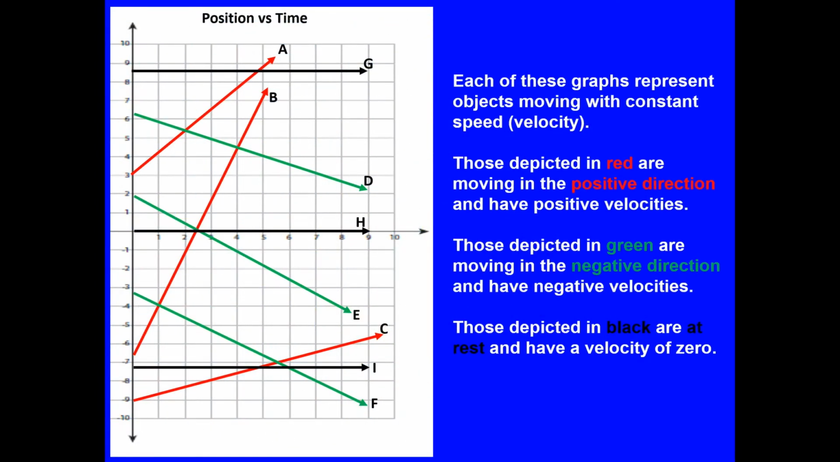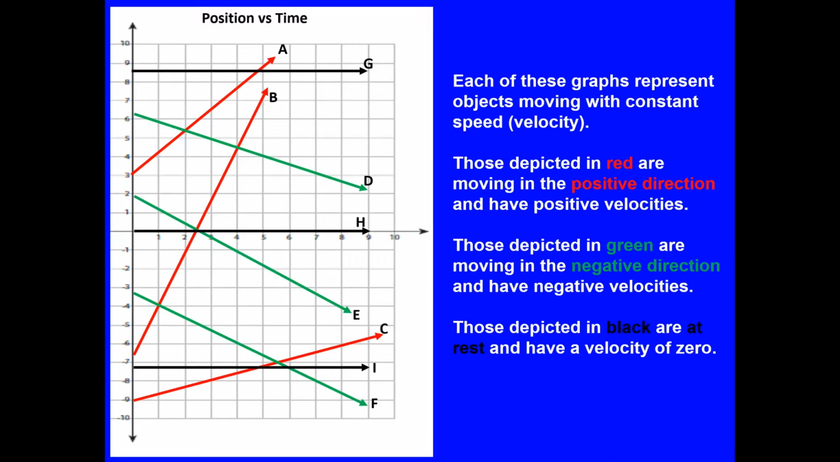In this video, I'm going to summarize our graphical models. Here we have several position versus time graphs, or just simply position graphs. If you notice, all of these are linear. A linear position time graph implies that the object has a constant velocity. The slope of the line is the velocity of the object.